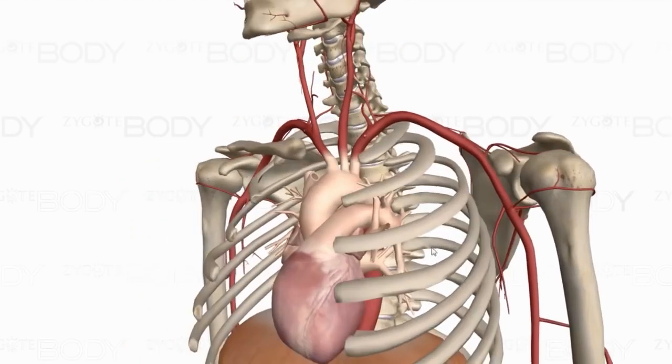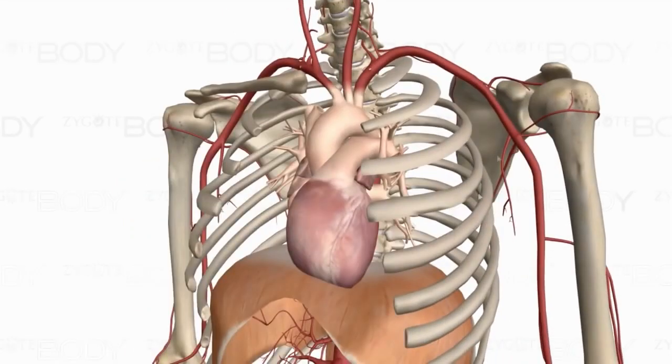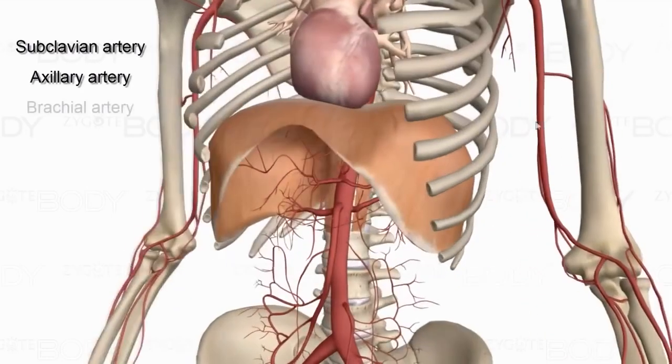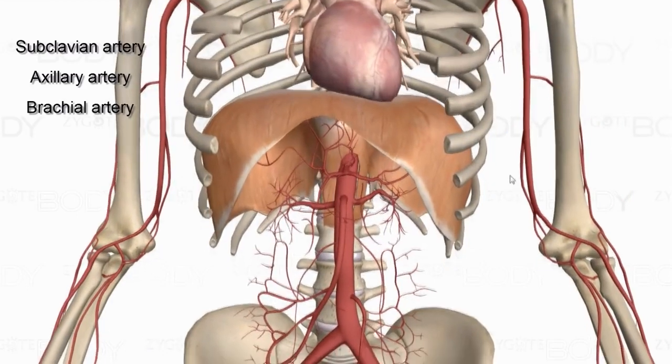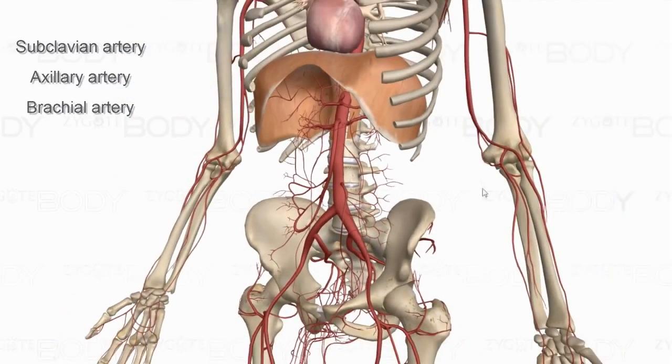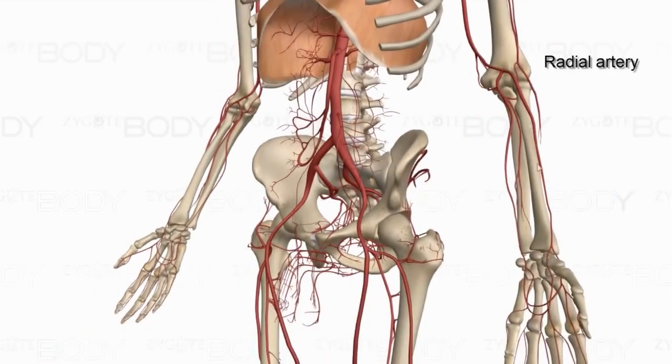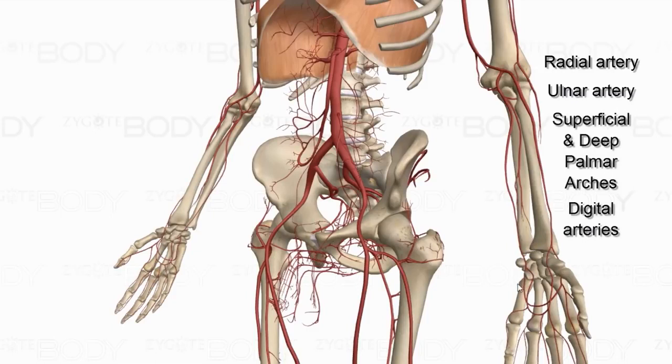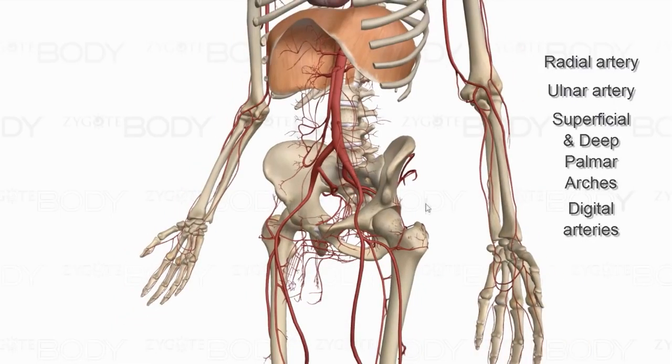Okay, and again, it's going to be the same on this side as well, where we're going to have the subclavian, which turns into the axillary, which then turns into the brachial, and then the brachial is going to branch off into our radial and our ulnar arteries, and again our superficial and deep palmar arches and digital arteries.